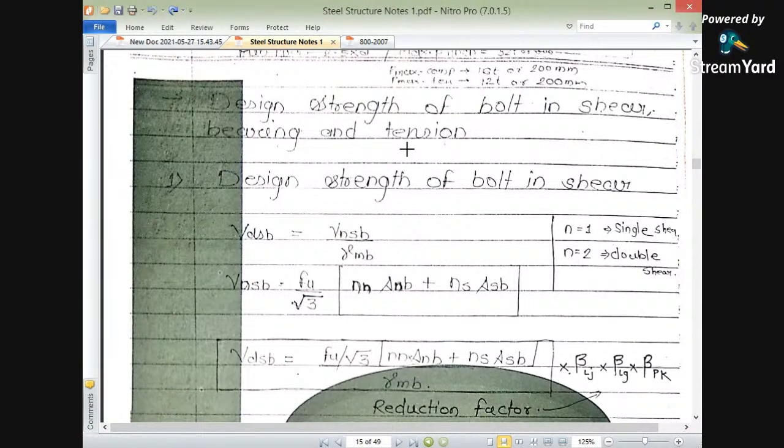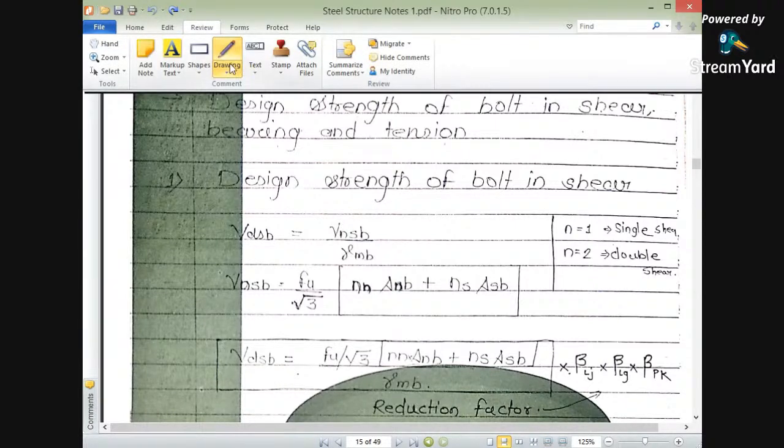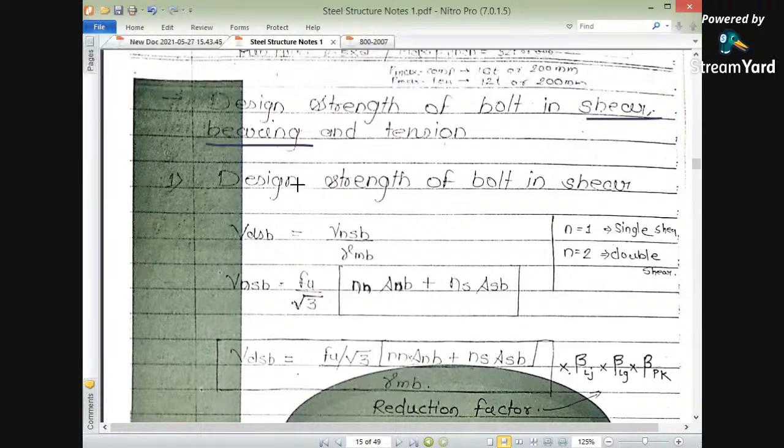I have already discussed this. In order to find out the strength of bolt, or the bolt value, we first have to find out the shear strength of bolt. Then we have to find out the bearing strength of bolt. Then we have to find out the tensile strength of bolt. These three things we first have to find out, and the minimum value will be the bolt value.